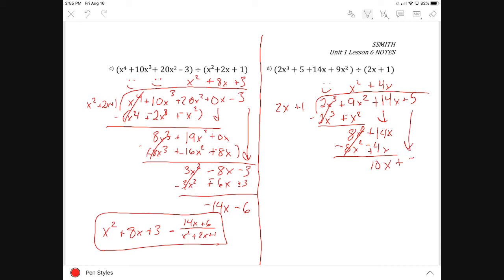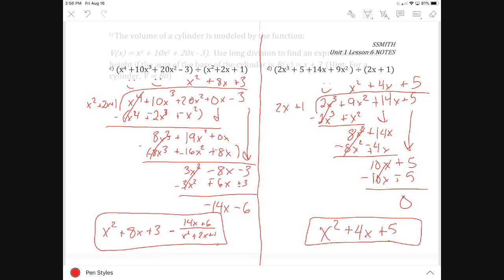Drop our 5. And we're going to end up doing times 5, which is going to be 10x plus 5. Distribute our negative on both, and we end up with a remainder of 0. So our final answer is going to be x squared plus 4x plus 5.